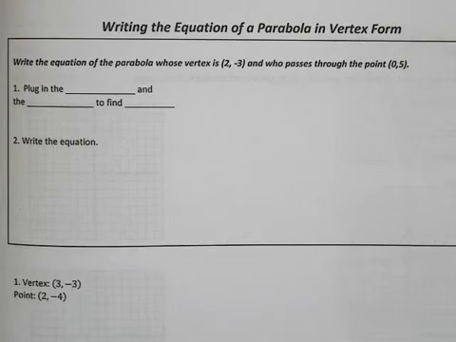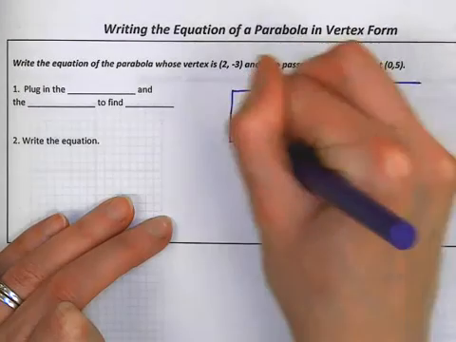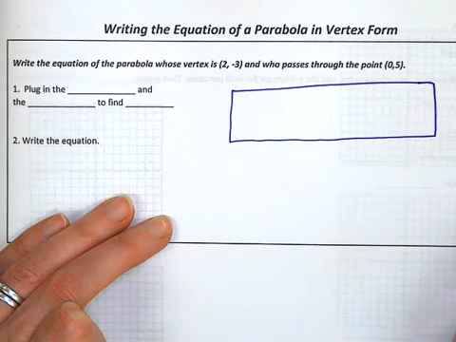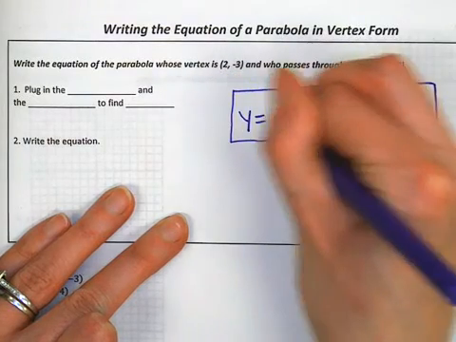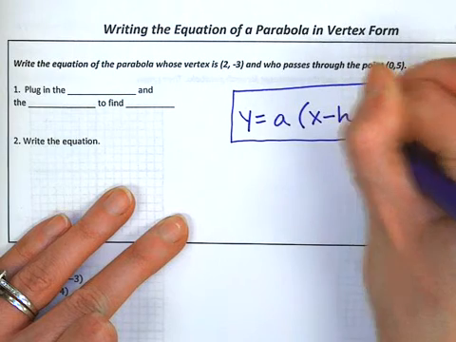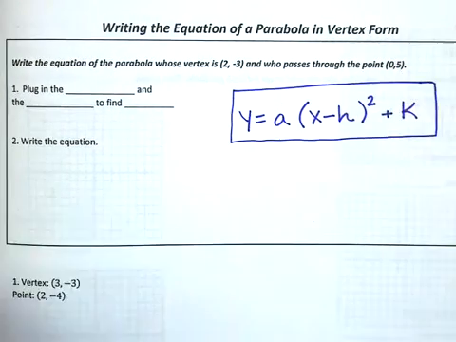All right, what I need you guys to do is remind me of the equation in vertex form of a parabola. Remember the one that you have to have memorized for this chapter. So if you need to turn your paper around, you can. But it's y equals a times x minus h squared plus k.